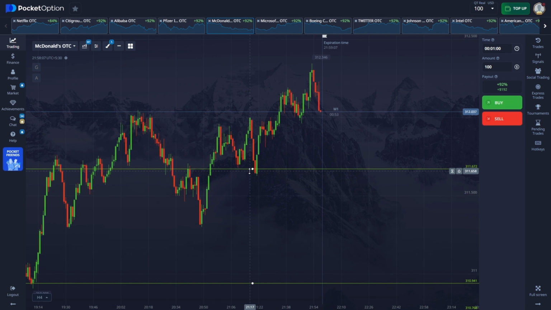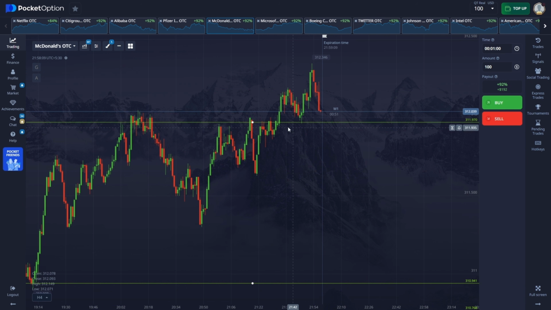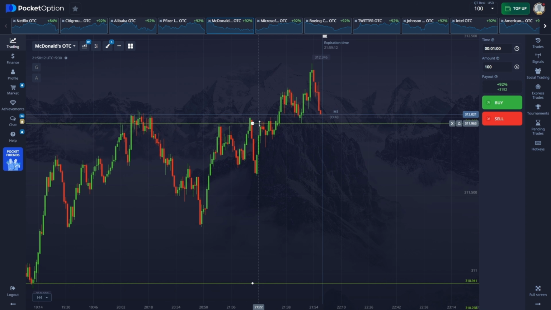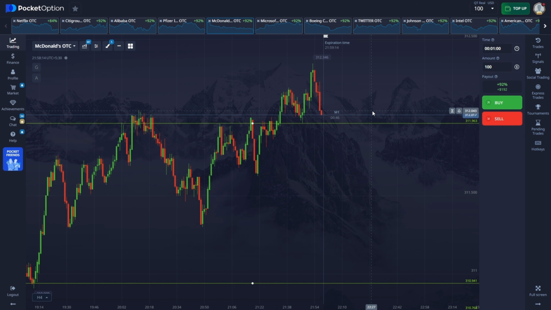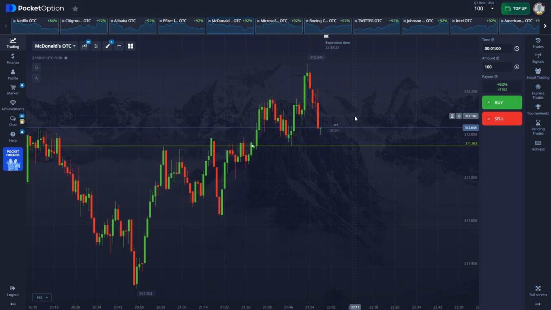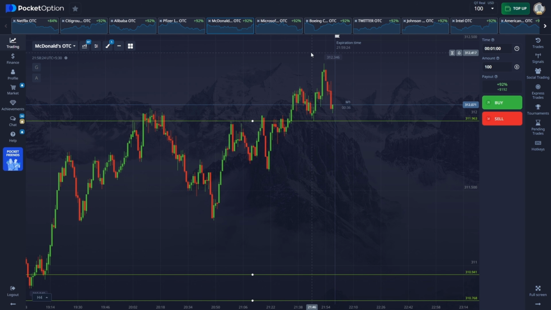Now, let's look at McDonald OTC. I drew a support level, and you can see that the market was moving upward, changing the trend. Since the candle was far, we'll avoid that trade.